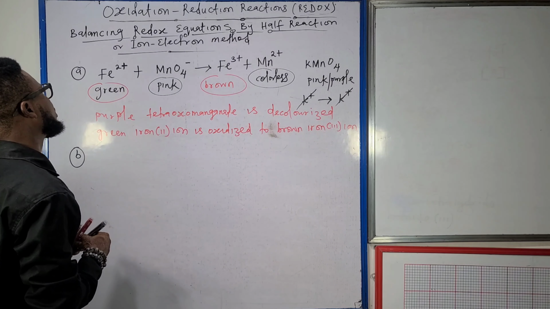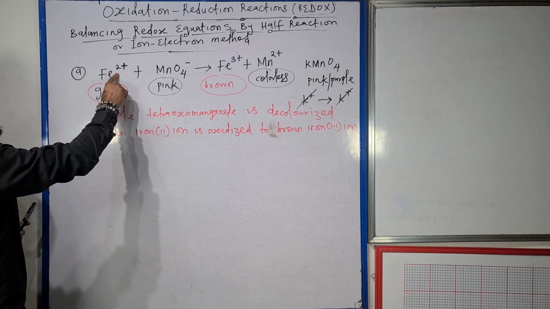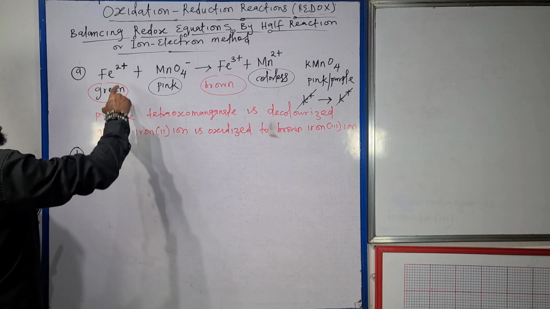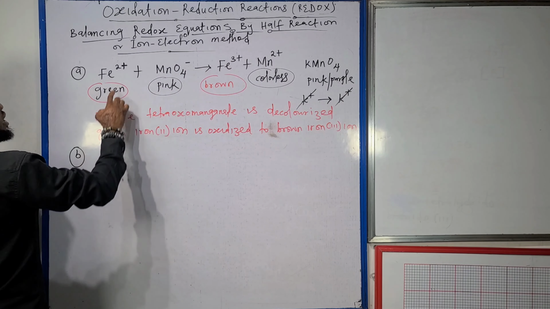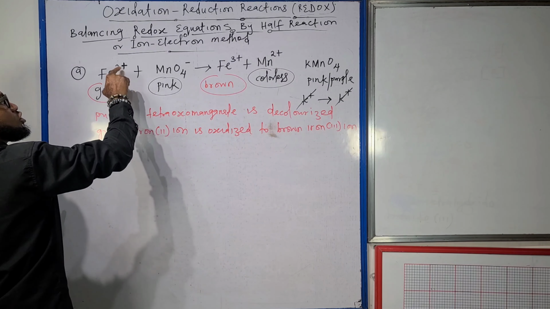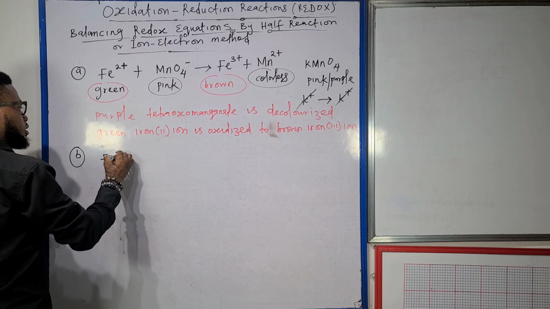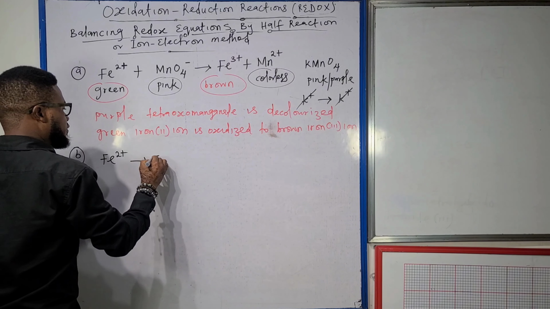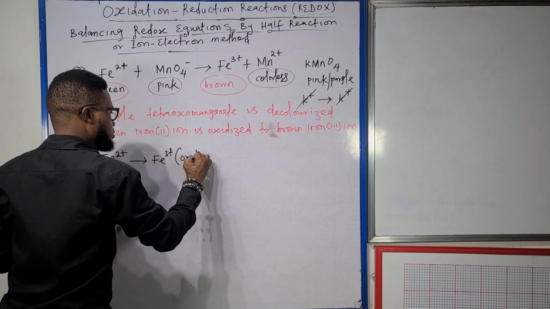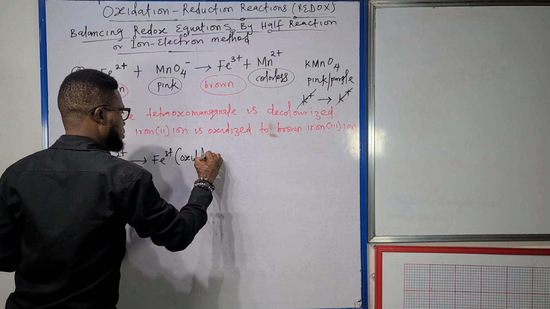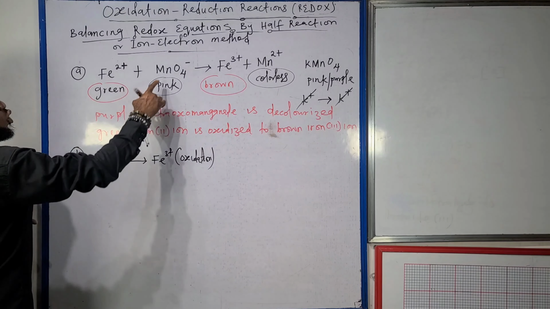The first thing is to separate into 2 half equations. Iron 2 ion, we're going to start with oxidation first. Iron 2 ion to iron 3 ion, that is oxidation, because oxidation is an increase in oxidation number from +2 to +3. So what you have is Fe 2+ to give you Fe 3+. That is our oxidation half reaction. And then MnO4 minus.